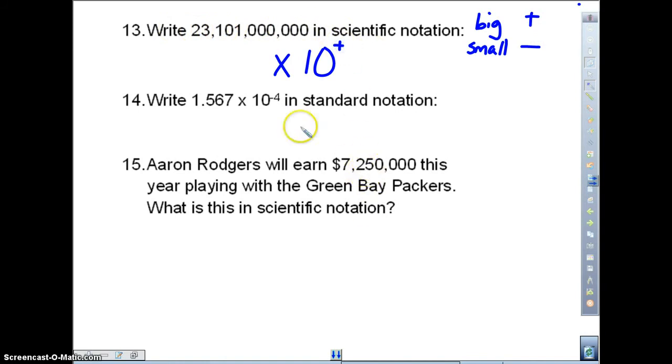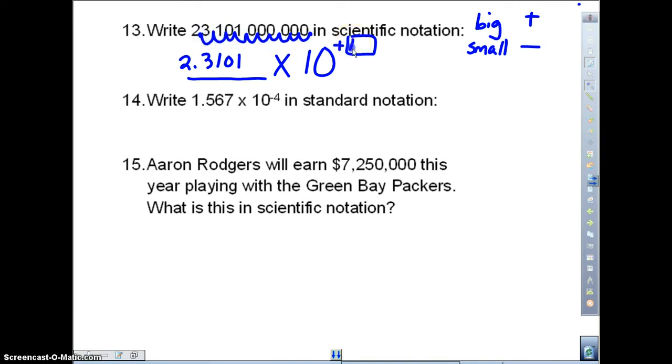Now the rule says the number you put out front here has to have these same digits, but it has to be between 1 and 10. So my decimal point right now is here. I'm going to pick it up and put it right here, because isn't 2.3101 between 1 and 10? Yep, it sure is. So the exponent here is how many places you move the decimal point. 1, 2, 3, 4, 5, 6, 7, 8, 9, 10.